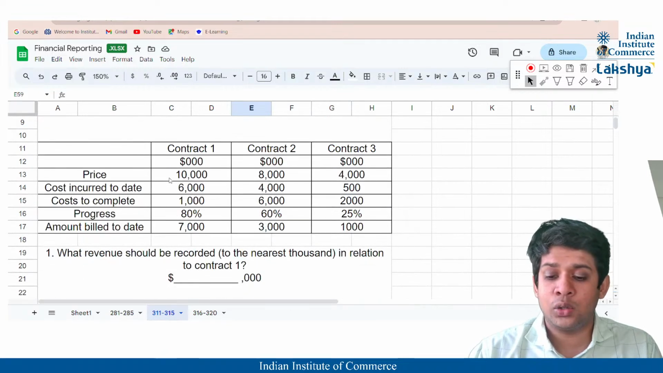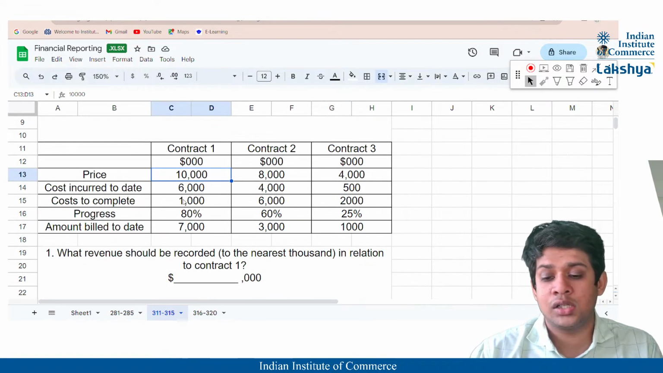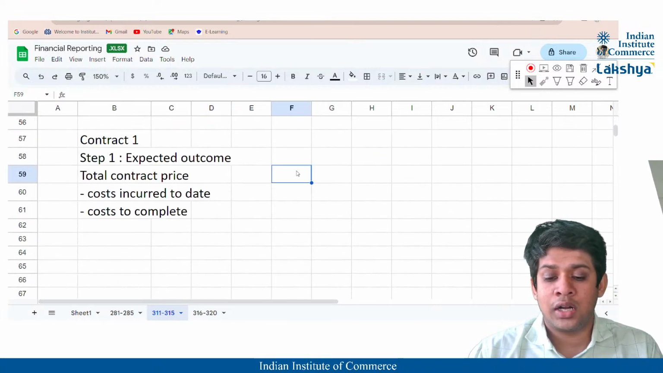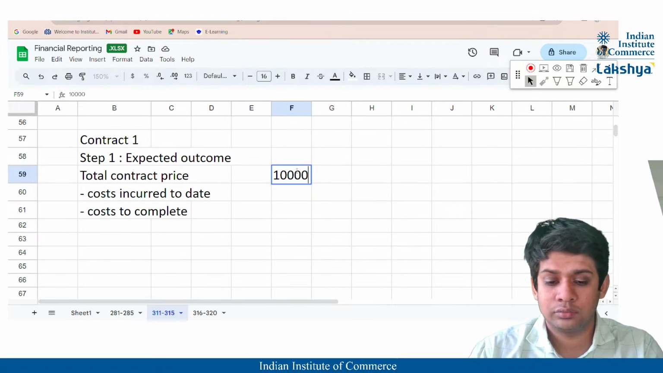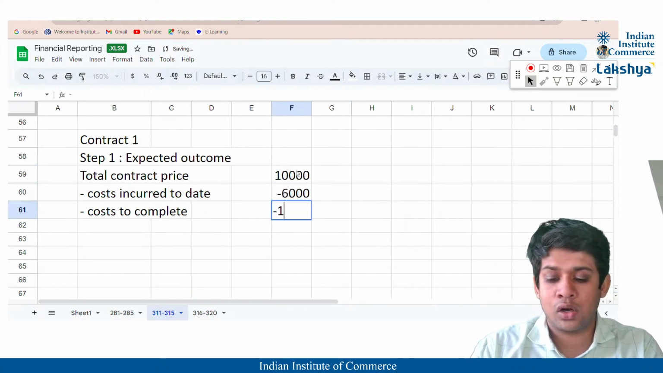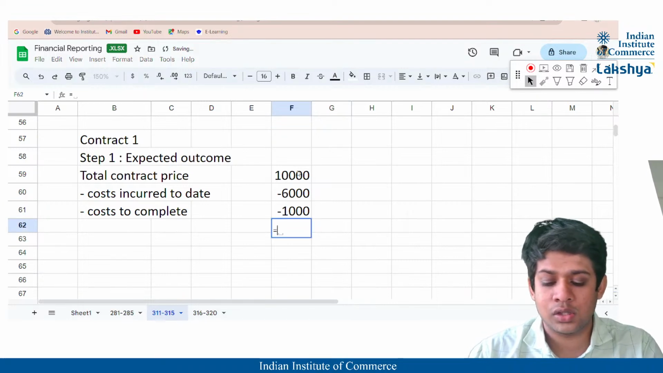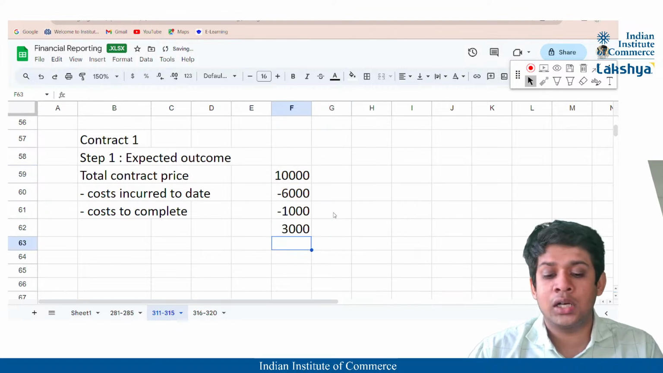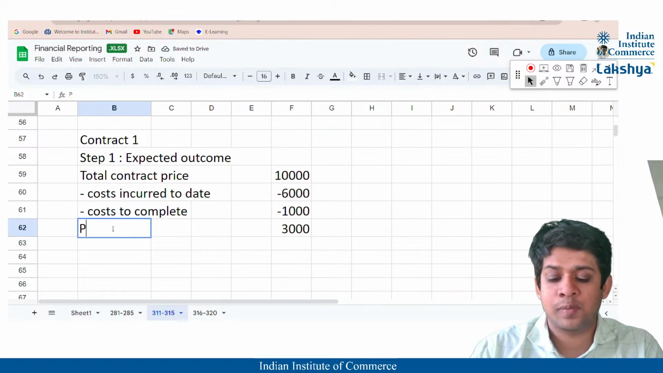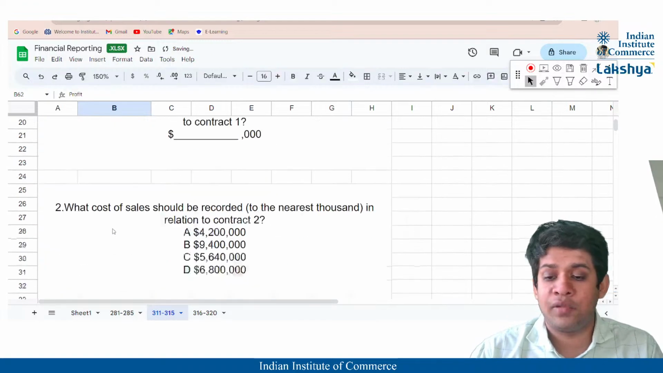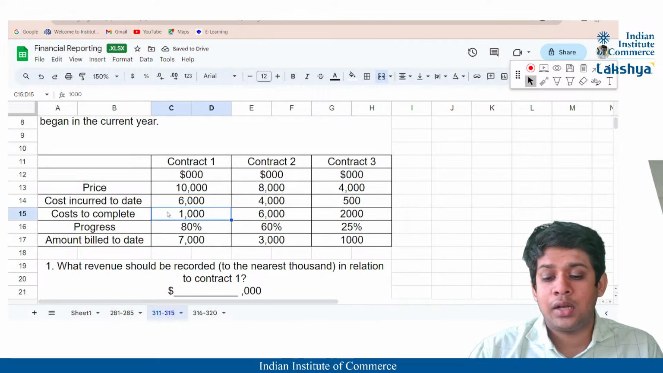So guys, firstly the total contract price is $10,000. Cost incurred to date are 6,000 and cost to complete is 1,000. So that means eventually after deducting all the costs, we have an expected outcome as a profit, correct? That means this is a profitable contract, right?